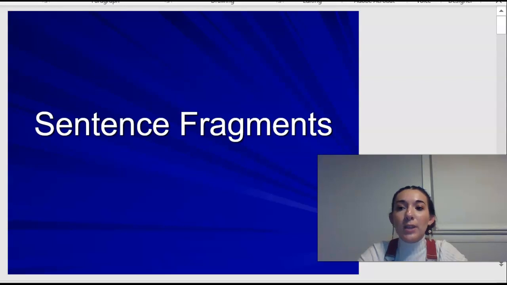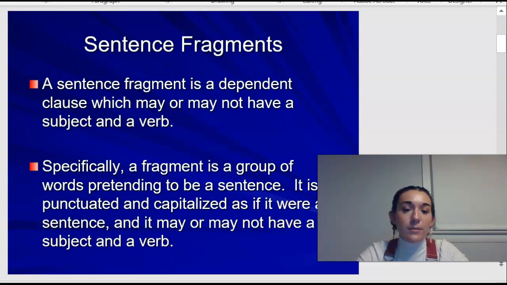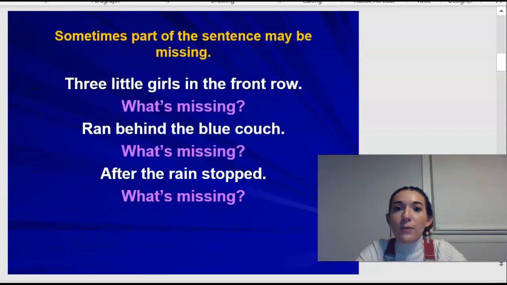Today we're going to be talking about sentence fragments. A sentence fragment is a dependent clause which may or may not have a subject and a verb. I'm going to stick within this realm of talking about sentence fragments as dependent clauses to try and keep our examples in the same realm. Specifically, a fragment is a group of words pretending to be a sentence. It is punctuated and capitalized as if it were a sentence, and it may or may not have a subject and a verb.